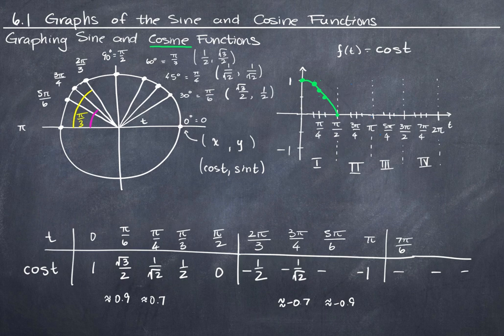I'll graph those very quickly. I have -1/2, about there, -0.7, which is about there, -0.9, which is about there, and then -1. So this part of this graph looks something like, I didn't quite get my points matched up there, looks something like that. So there you have quadrants 1 and 2 for the cosine graph as well.